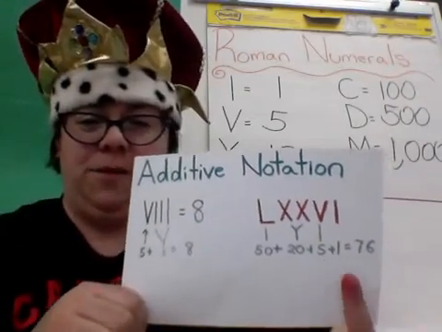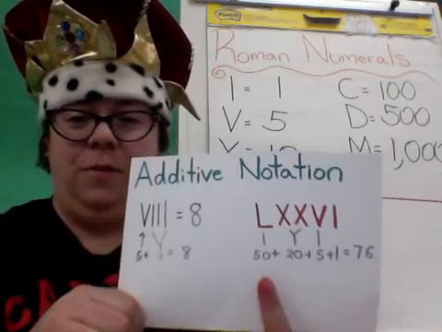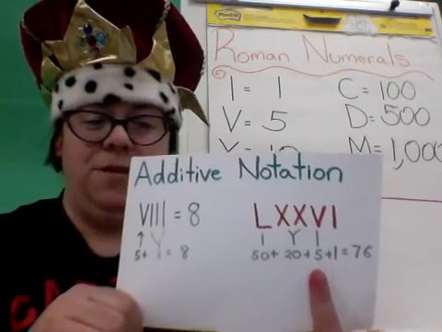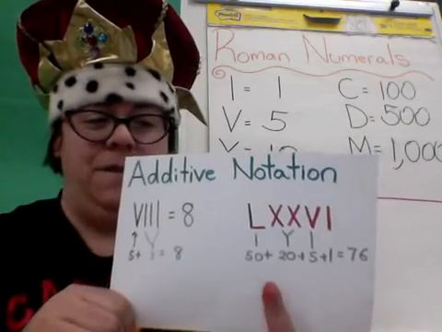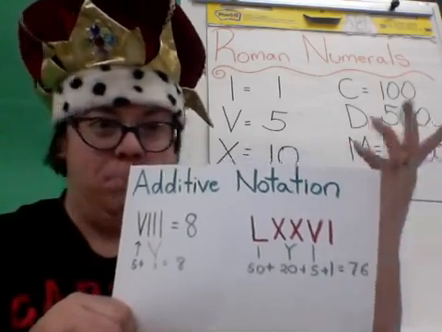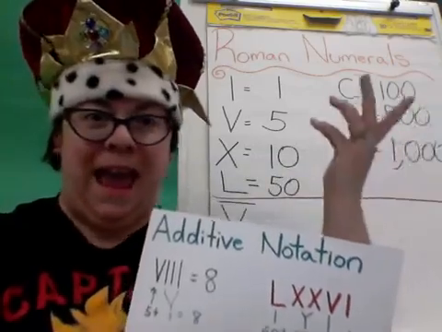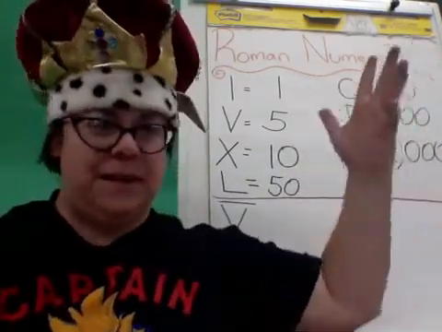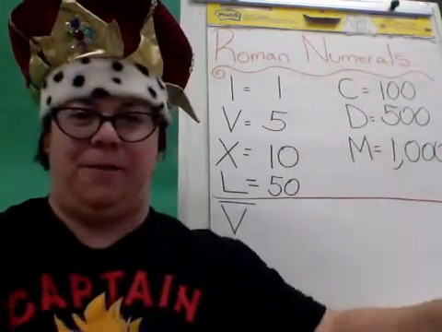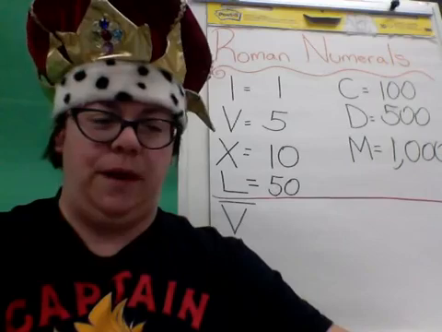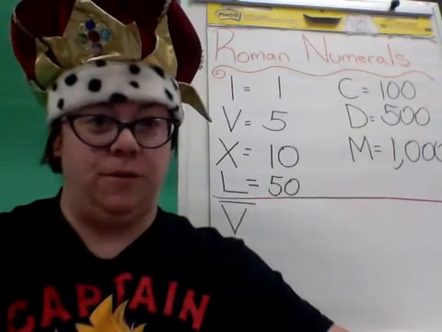Same with larger numbers. You're starting with an L, which is 50, a few X's, that's 20. You've got a V and an I, 50, 20, 5, and 1. You add them all up, 76. Fantastic, right? Everyone can add. Adding is the greatest, easiest, most wonderful part about math. But the Romans also employed subtractive notation.